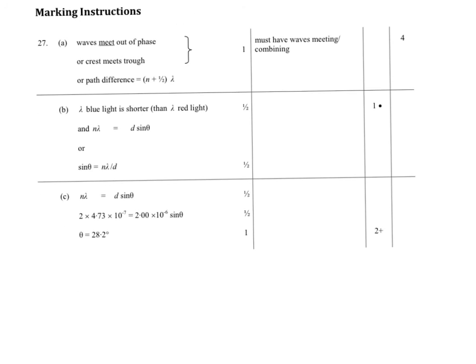So essentially all you're doing is substituting into the equation. So you write the equation as it's written in the datasheet. m lambda equals d sine theta. This is the second order maximum, so m is 2. Lambda is 4.73 times 10 to the minus 7 meters. d, the slit separation, is 2 times 10 to the minus 6. And then sine theta is what you're trying to work out. And then when you inverse sine, you'll find that theta is 28.2 degrees. Nice and easy.